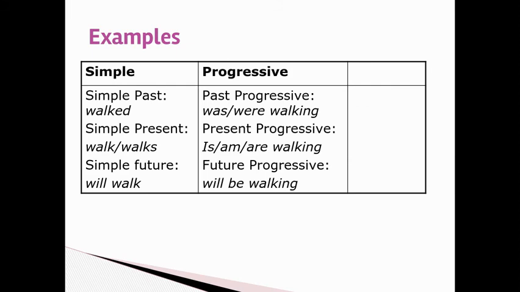Present progressive, again, is helping verb plus ing. So it's is, am, or are walking. And future progressive is will be walking. The nice thing about future tense is it really doesn't change to have to agree with anything. If you are talking in the future tense, it's hard to make agreement errors.